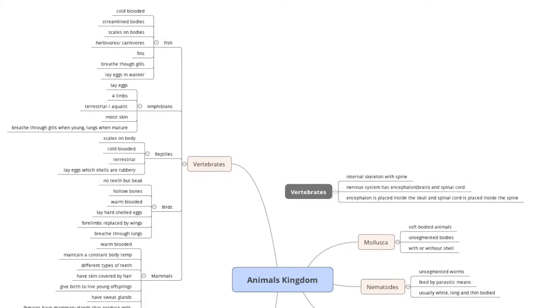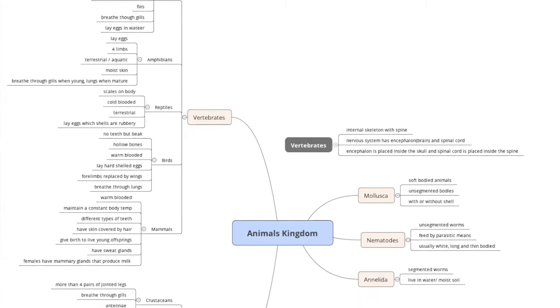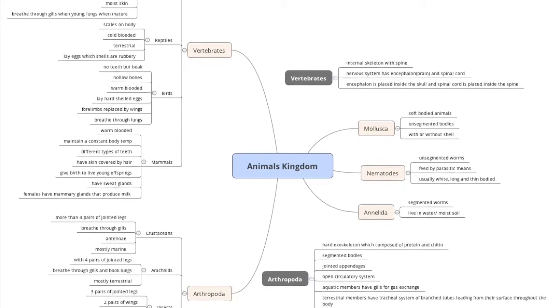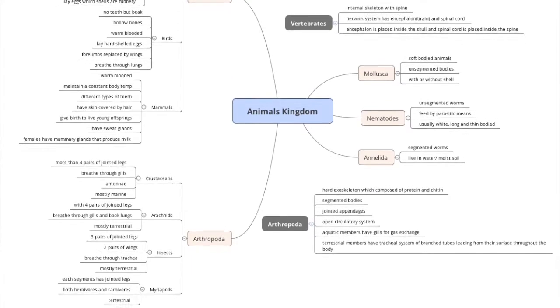And inside animals, there are 5 phyla we need to look at. There are vertebrates, arthropods, annelids, mollusca, nematodes, and it just sounds like I'm saying spells. But the last 3 you don't need to remember. The first two, vertebrates and arthropods, are the focusing ones.